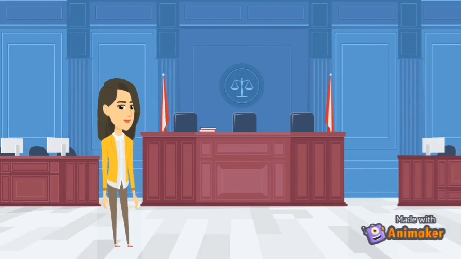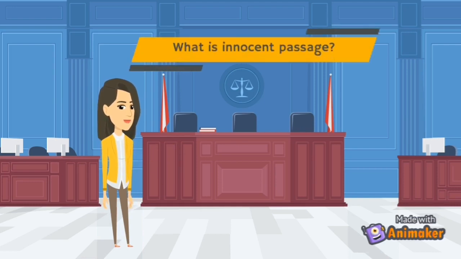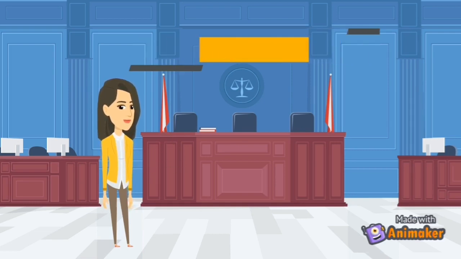The right of innocent passage is the right of ships from all countries to be able to cross the territorial sea of a country as long as the ship doesn't interfere with or commit territorial crimes in the country.